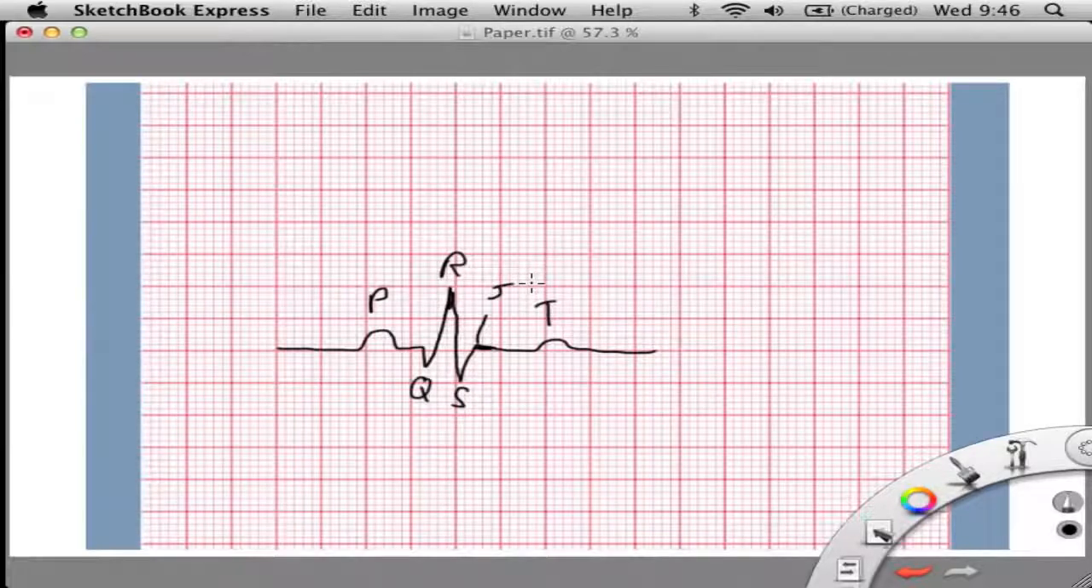So we can look and we can identify all the parts of these rhythms, okay? All right, so let's practice.